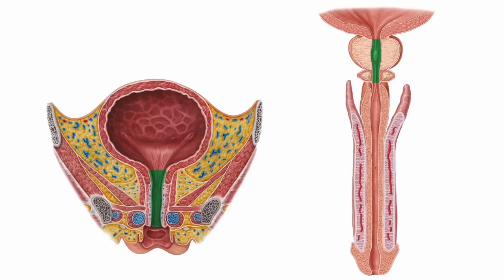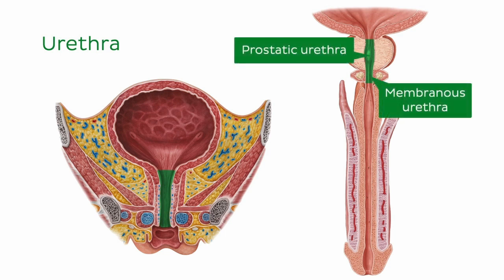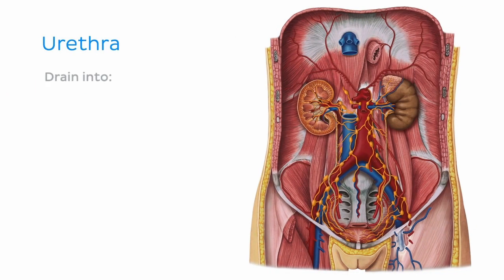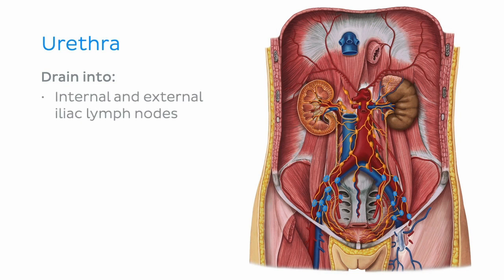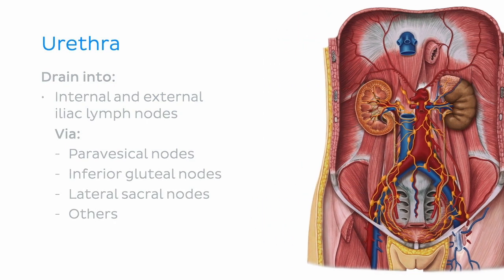Surprisingly, the urethra has the most complex pattern of lymphatic drainage of all the urinary organs, with several defined pathways draining it. For the purposes of this tutorial, however, let's just say that lymph drained from the membranous and prostatic urethra in males and the entire urethra in females is mostly received by various members of the internal and external iliac lymph node groups, be it via the paravesical nodes, the inferior gluteal nodes, the lateral sacral nodes, or others.